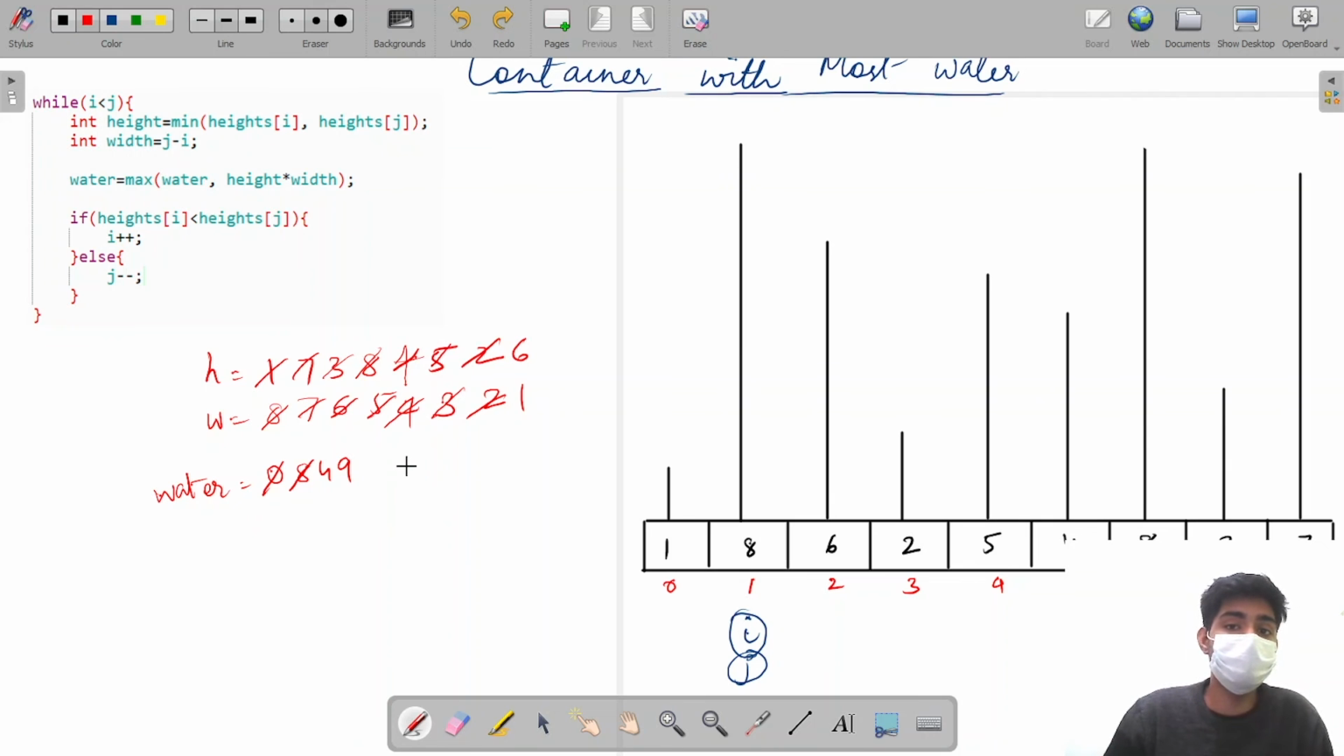I hope you understand this question. If you don't, I would suggest you watch the part which you don't understand, especially the part on why we are incrementing our i and reducing our j when my height of i is less than heights of j. When my height is smaller, I'm making the change in my i and j. I'm only making the change when my height is minimum. That is the main point that needs to be noted.